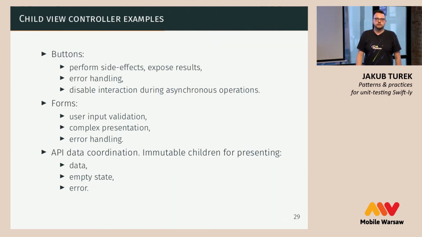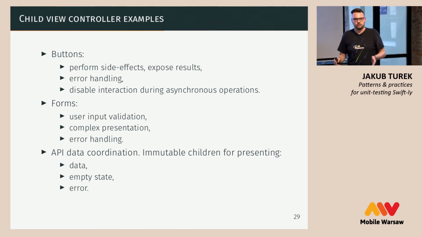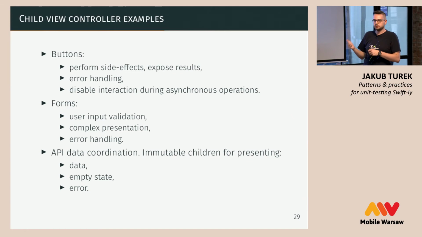And the child view controllers are really, really useful for almost everything. And here are some overlooked examples. For example, buttons. They are great for using like a single button, a single controller per button. Because a button usually performs side effects. They do error handling, and you need to disable interaction when something is going on. So the button is perfectly fine as a view controller and so on. Another example are forms, in which you can decouple the logic that actually transmits the value from the form to your server using the API, and the logic for presentation or user input validation.